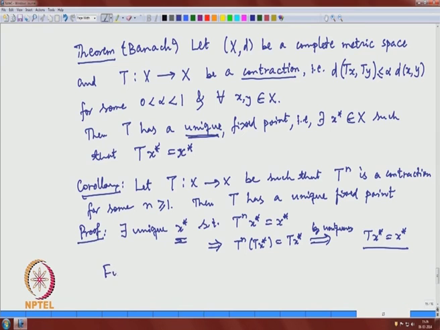And further, if Tx is equal to x for some x, so if T has another fixed point, that implies T^n x is again x, and that again by uniqueness implies x equals x star. Especially this hypothesis of the corollary is very useful, as you are going to see in the existence of solutions of differential equations.